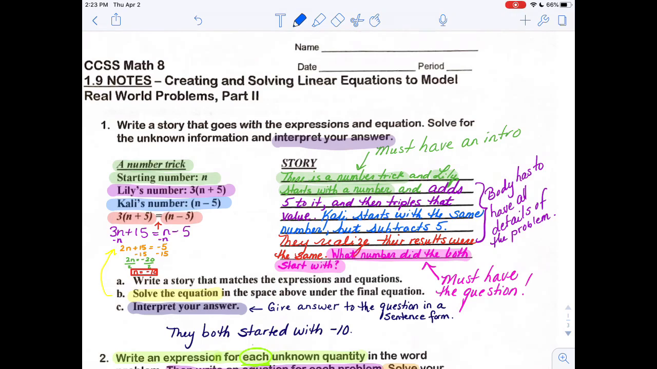Okay, we're going to look at lesson 1.9 notes on solving our linear equations. So this is the second part. Again, a lot of review.